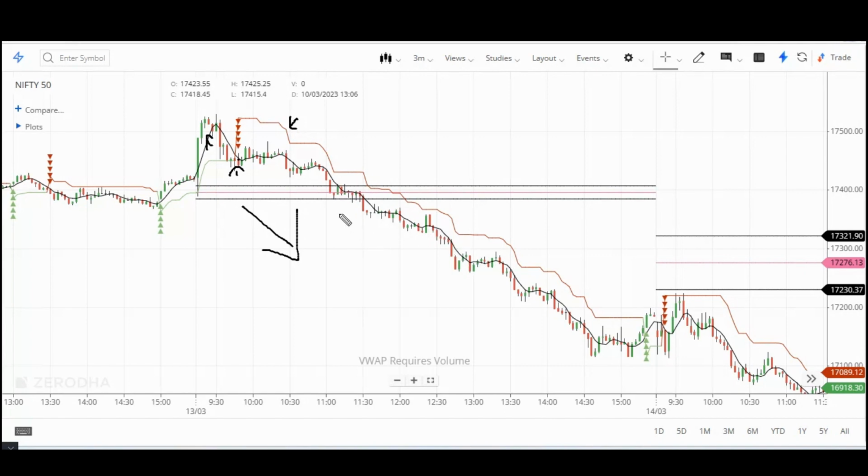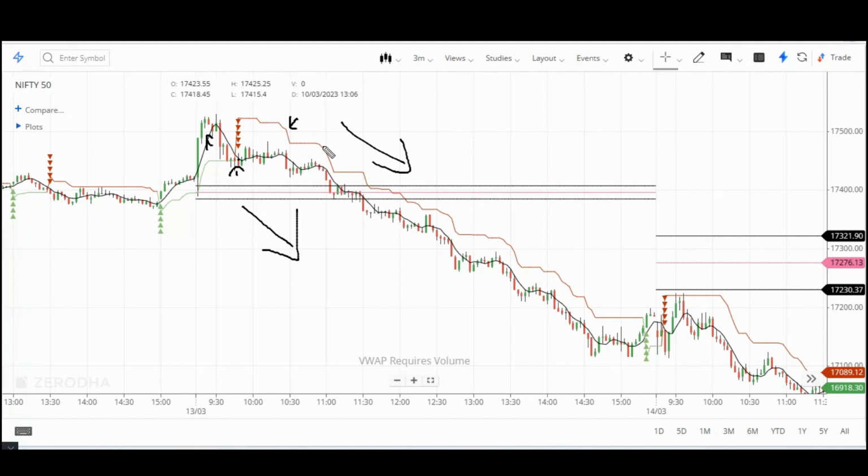You will exit the trade, listen to this carefully, when you see an opposite side green candle. The green candle is opposite side. Yeah, we are going downside. So whenever you see a green full bodied candle above this five moving average, then you will exit the trade.